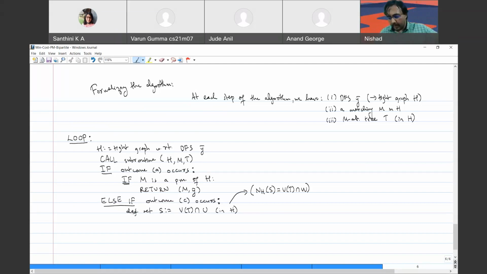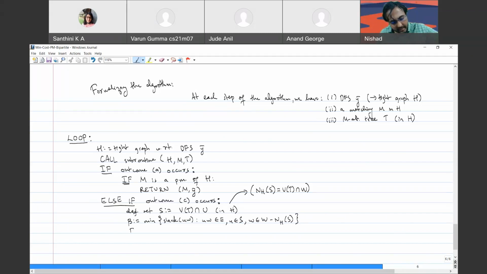And we are going to compute the beta, which is going to be the minimum of the slack of all edges UW, where UW is an edge of the graph G and U is in S and W is a white vertex that is not in the neighborhood of S in the graph H. So for all of these, we are computing the slack and we are taking the minimum.